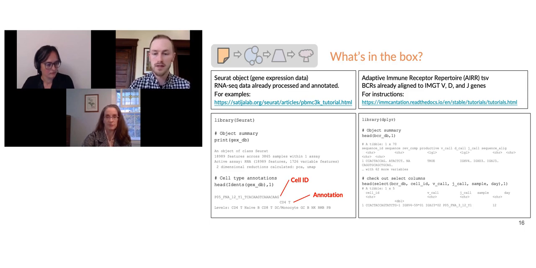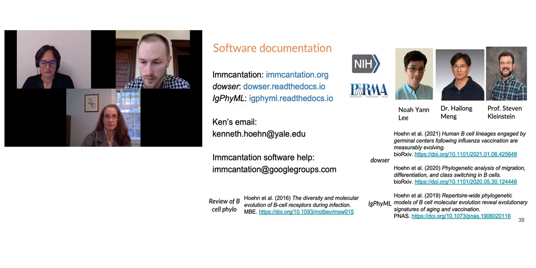So that's actually detailed in the Dowser paper here. So in the middle right paper, phylogenetic analysis of migration, differentiation, and class switching in B cells, that details some of those algorithms for trying to reconstruct the series of class switching events along the tree.